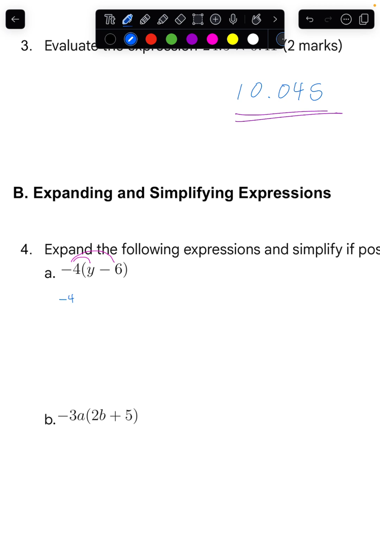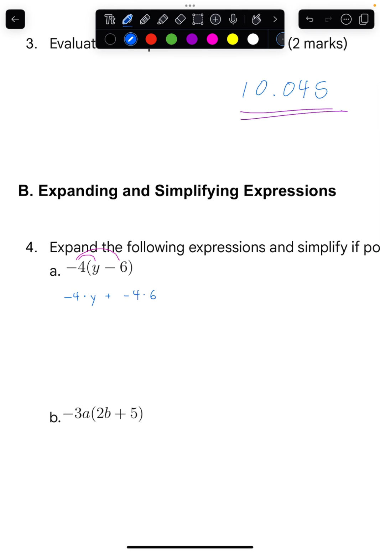-4 times y, and then plus -4 times 6. Oh, no. You know what? I need to be really careful here.